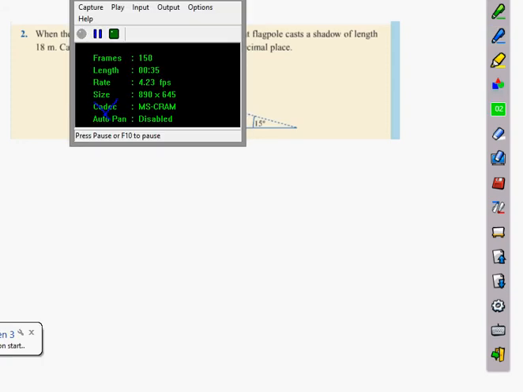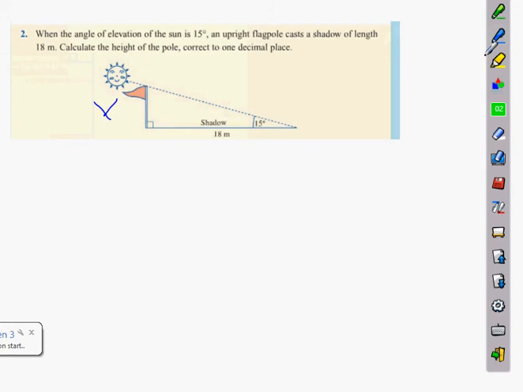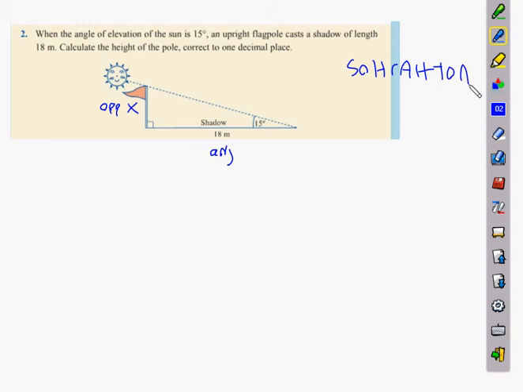Okay guys, so what we have here is that X is the height of the flagpole, X is the opposite, 18 is the adjacent, and we have SOHCAHTOA, so we have to choose which one to use. Anybody have any ideas which one we're going to use? Tan, okay. So tan what guys? What goes beside the tan? 15. It's always the angle. Always the angle. And that equals X over 18.